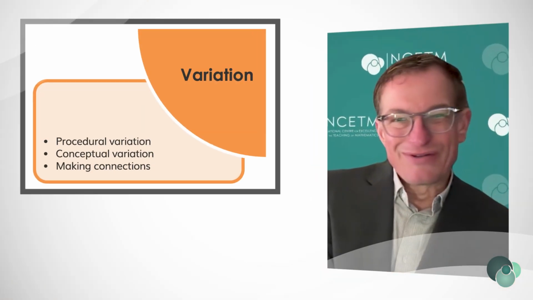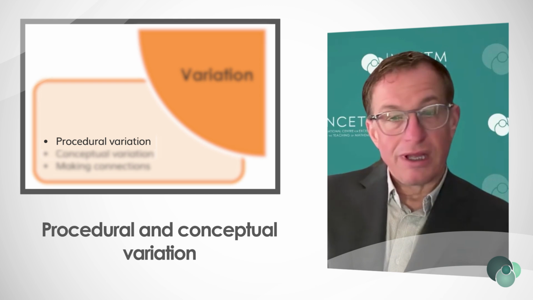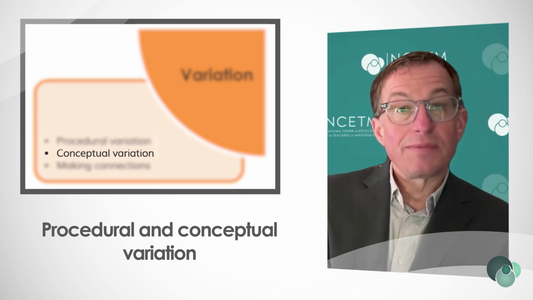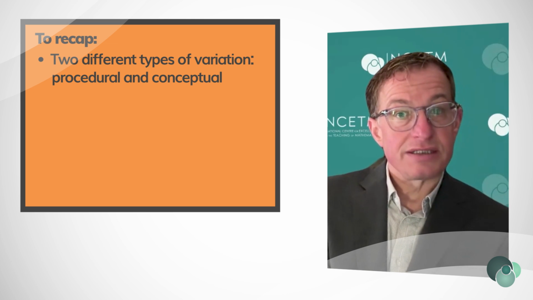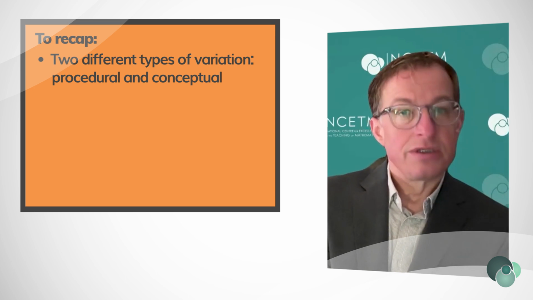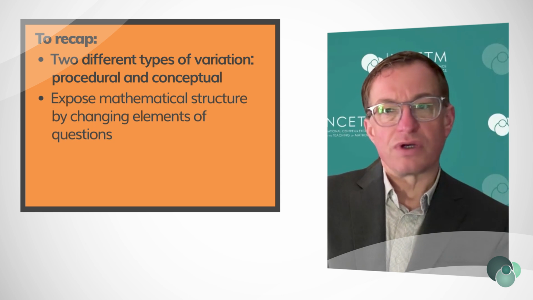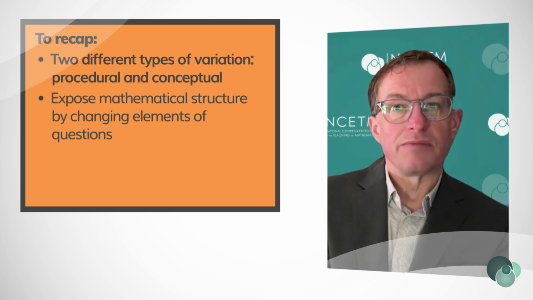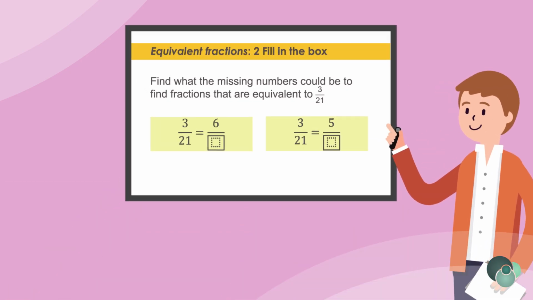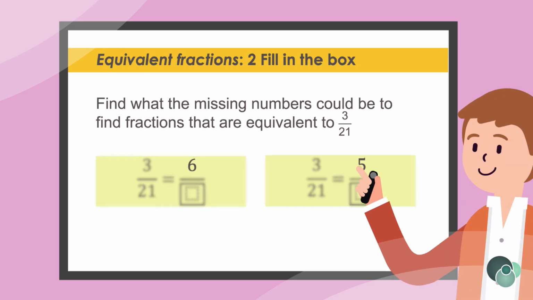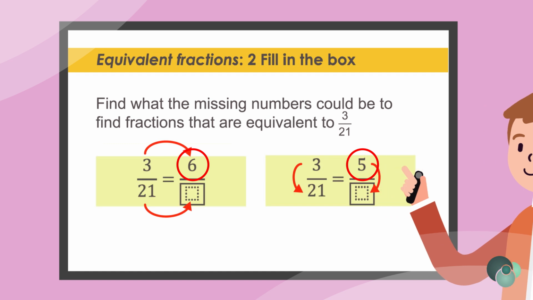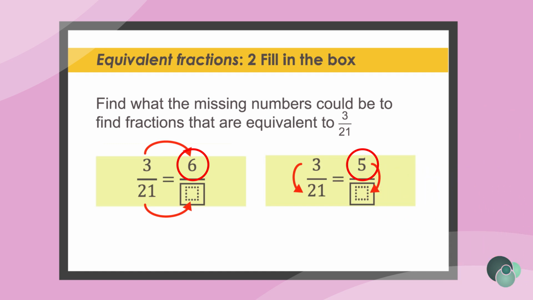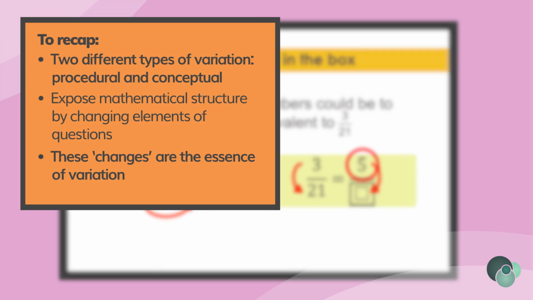People talk about two different types of variation, procedural and conceptual. Fundamentally, variation is about the teacher making changes to questions and to situations that the students are presented with so that mathematical structure is exposed in some way. Variation gives students something to talk about and allows the teacher to draw attention to that particular thing. The change is intentional. It allows the students to see the mathematical structure, and that's the essence of what variation is.